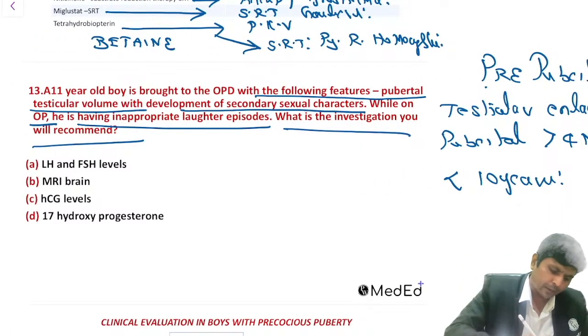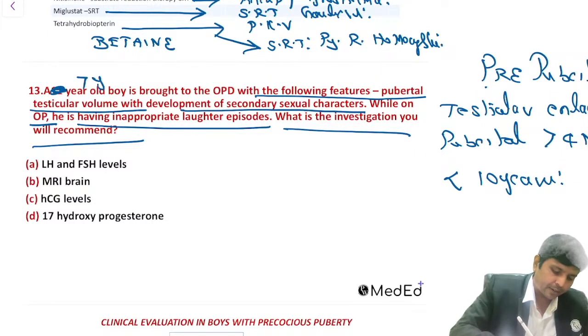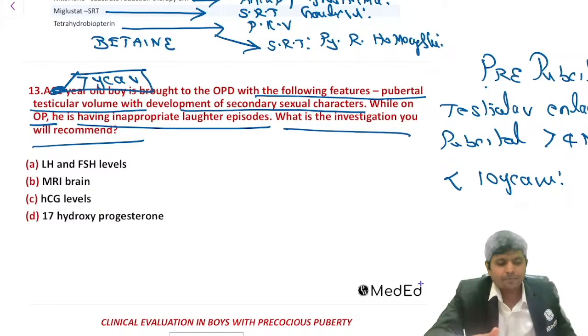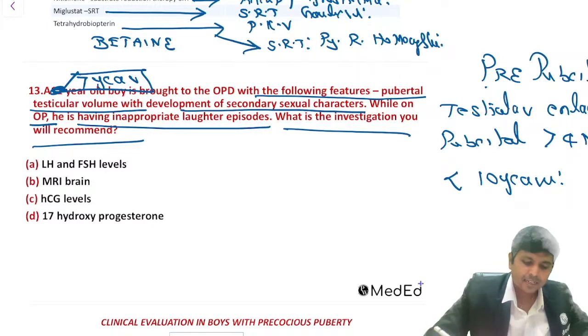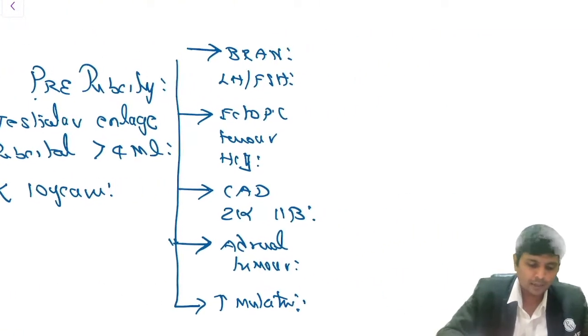So one more example. Instead of 11 years, let me say 7 years. I am extremely sorry. By 11 years he has to get it, so it is 7 years. Let me say 7 years. Okay, right. So what are all the causes?